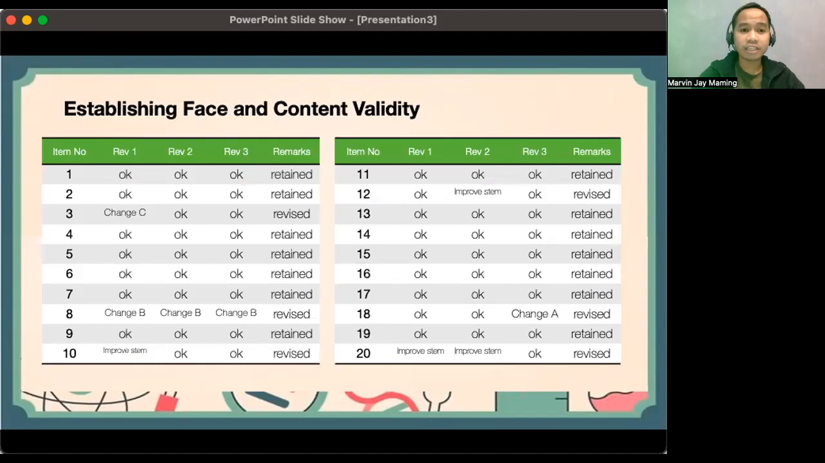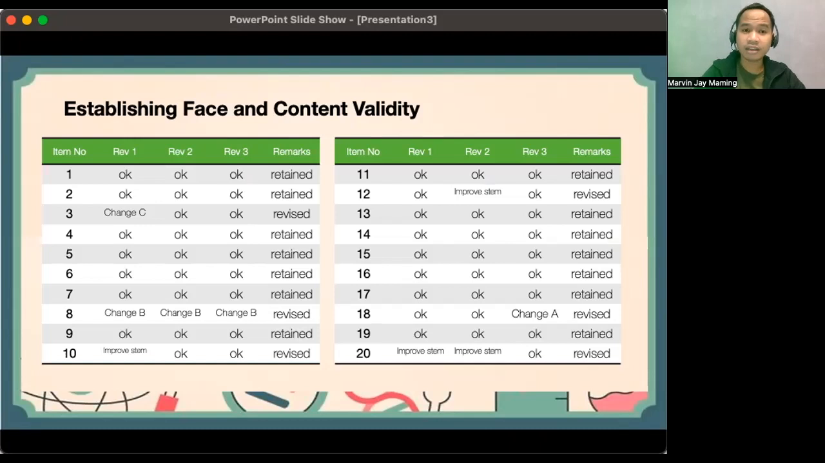In order to establish phase and content validity, we sought help from 3 curriculum experts in chemistry. All three of them have doctorate degree in science education, particularly in chemistry. There were some items with minor revisions, but majority of the items were retained.